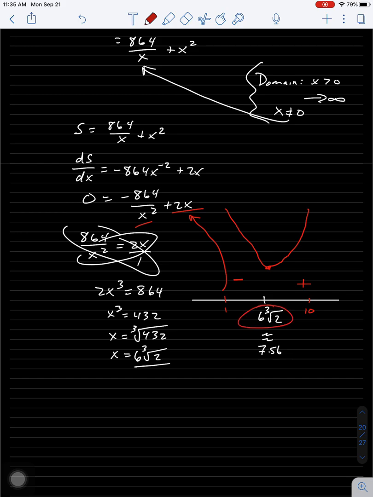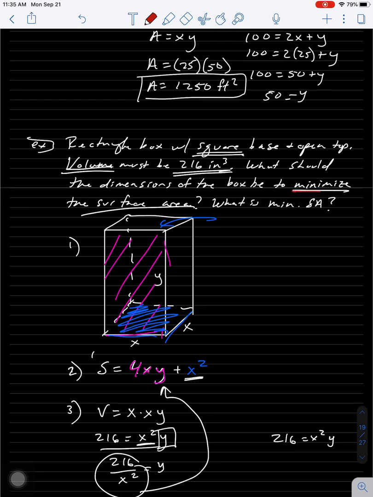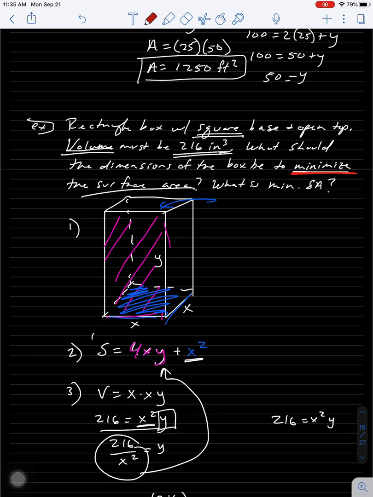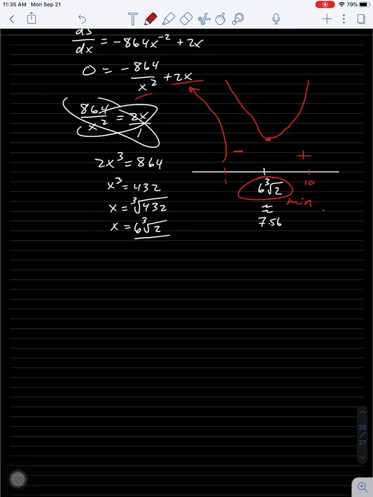So what that means is this is going to be a minimum, which, good news, that's what they're asking for. Okay, we want to minimize the surface area. Why would you want to do that? Because when you're constructing a box, you want to minimize the cost of the box. So you want to maximize the volume and minimize the cost of the surface area.